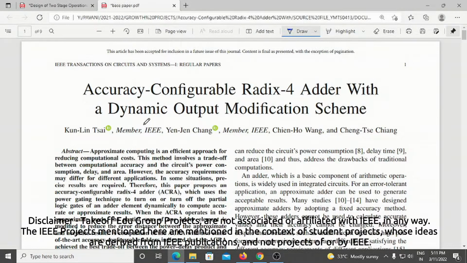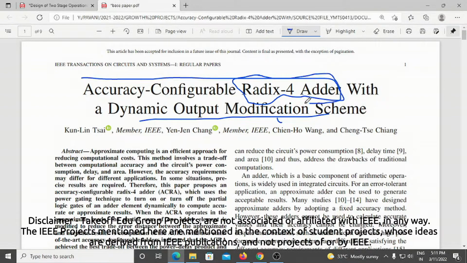With a dynamic output modification scheme. So in this paper we are implementing a Radix-4 adder, which operates on 2 bits simultaneously. By using a dynamic modification scheme, which is nothing but a power gating block, we are able to achieve an accuracy configurable Radix-4 adder. That means it is configured to perform both approximate calculations and accurate calculations.